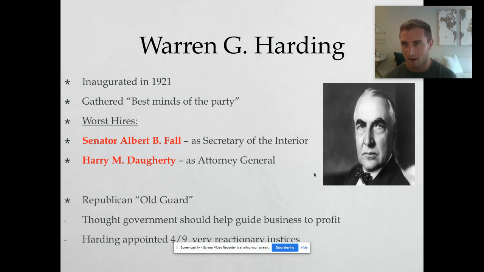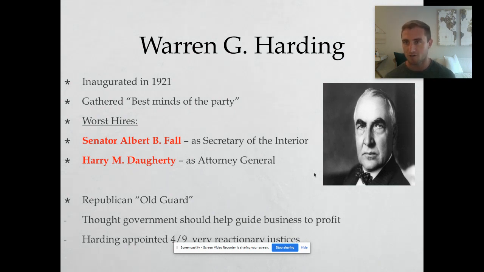We have 3 presidents in the 1920s, all of which are Republicans and all of which believe in keeping their hands off of the economy and letting the economy run itself. So we are essentially moving far away from the progressive era.